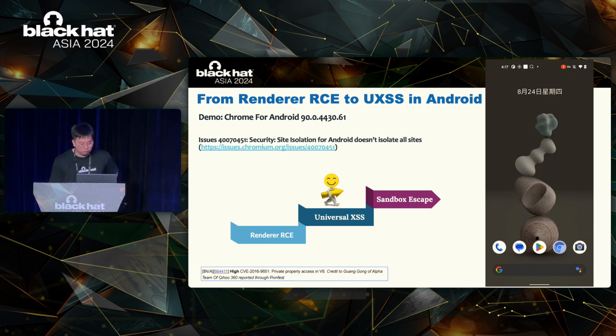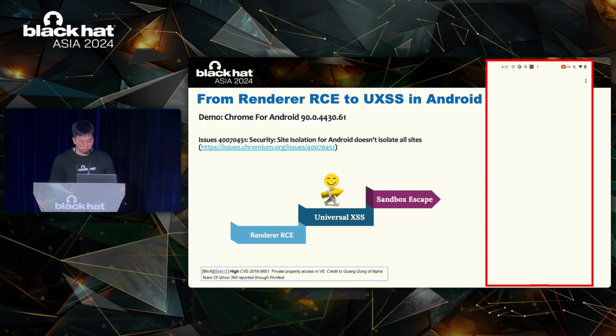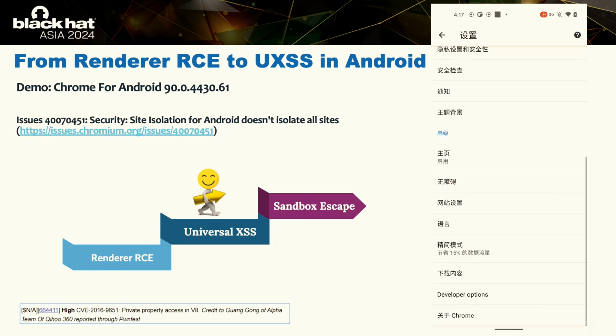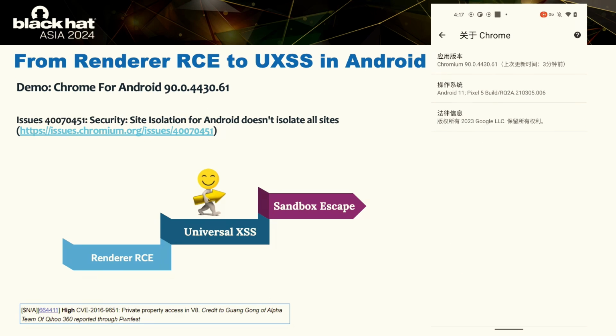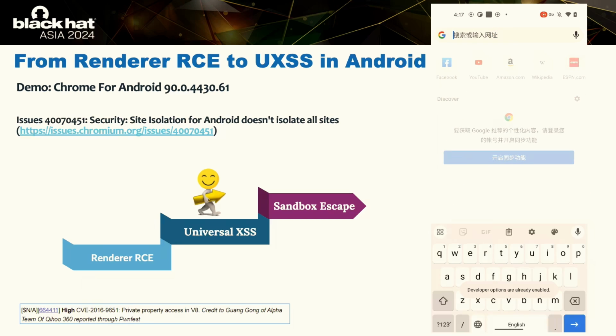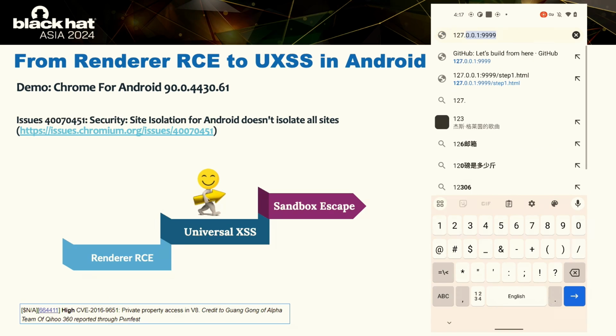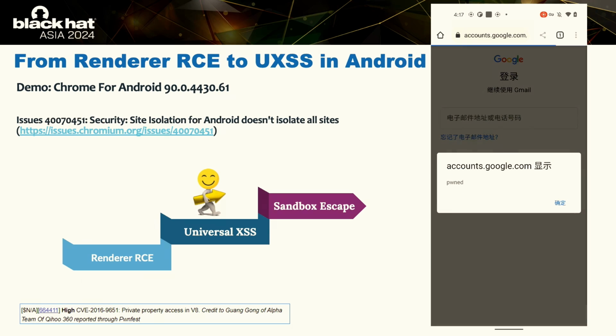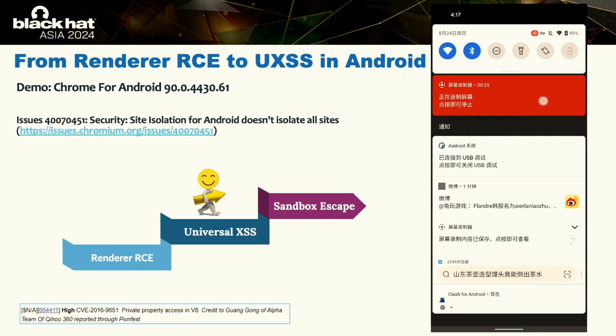Let me play the video. Okay, we can use Chrome 90. Okay, we can see the pwned was shown on account.google.com.